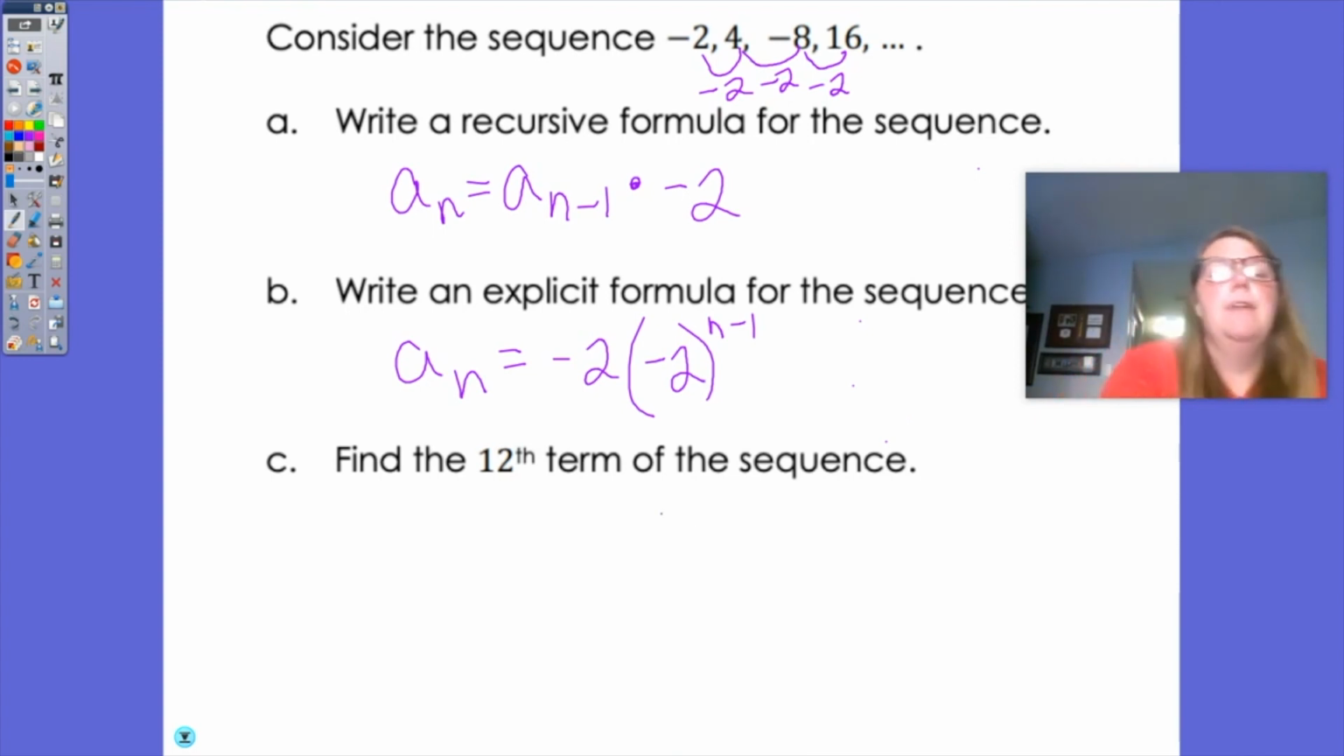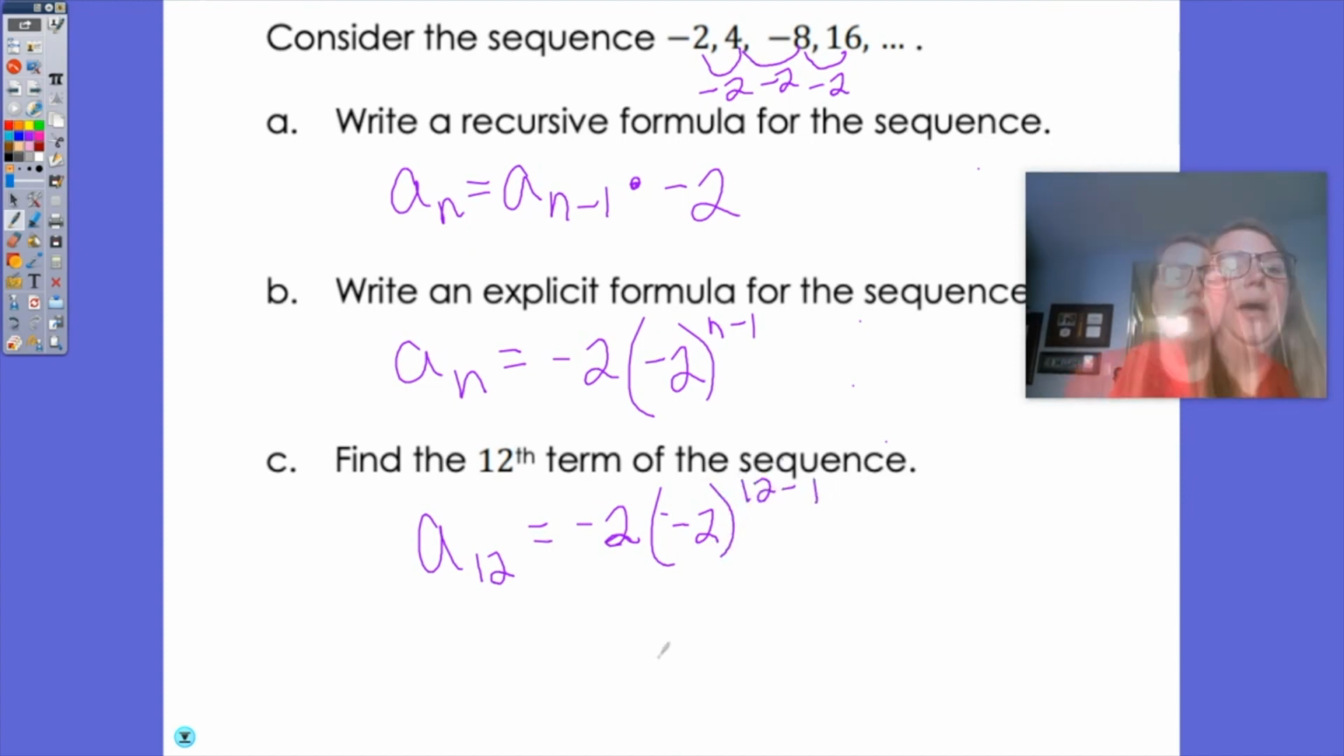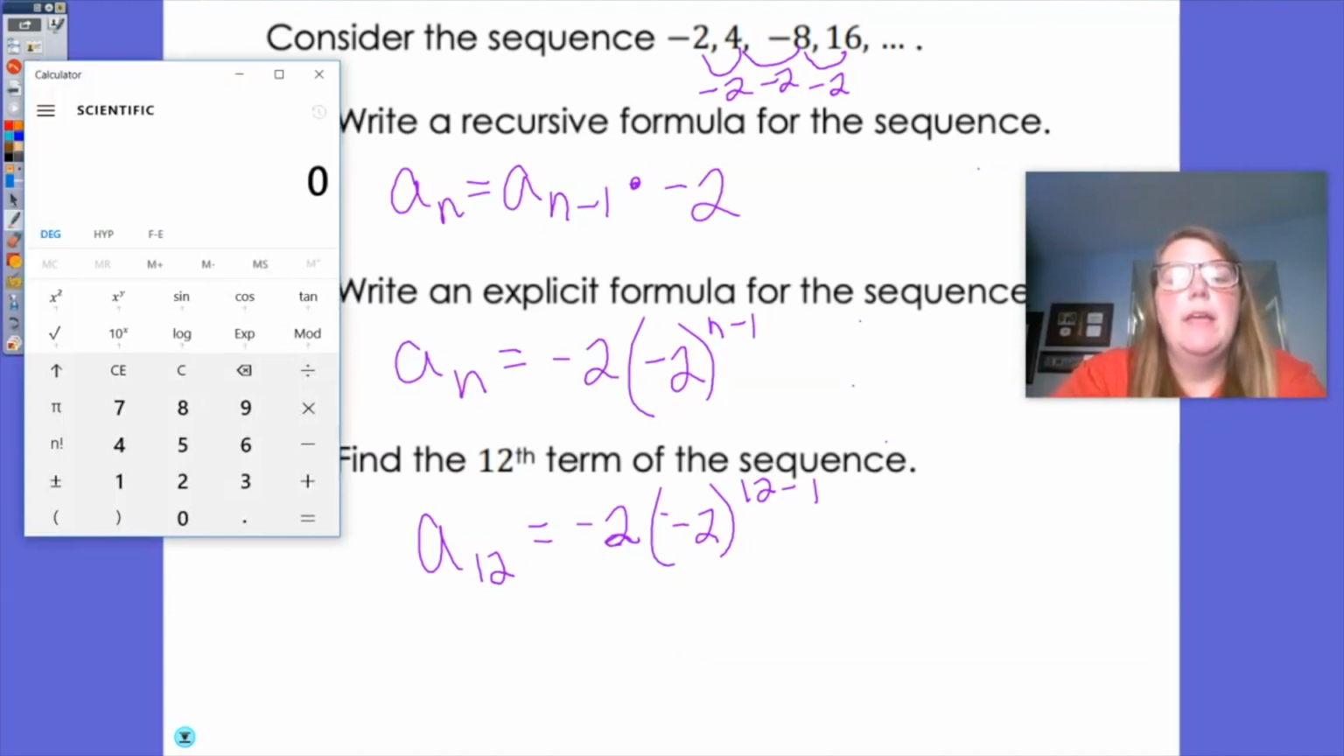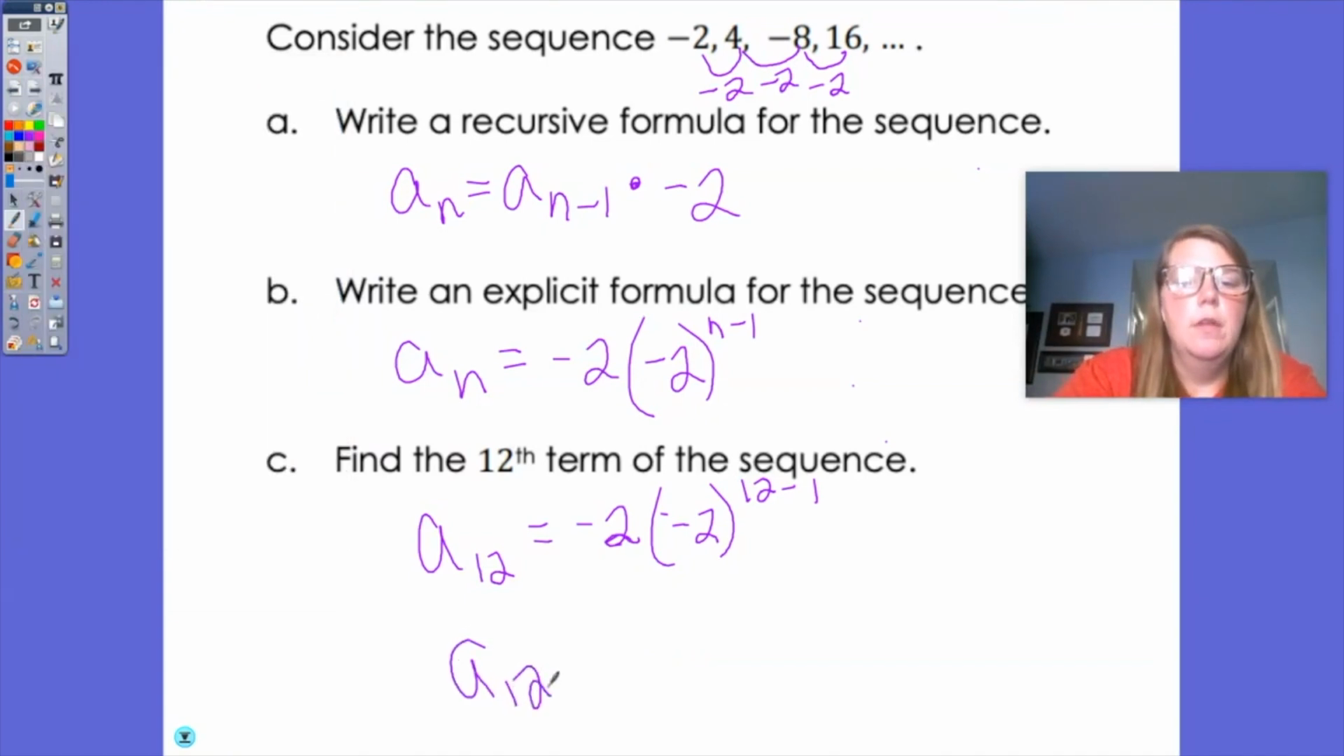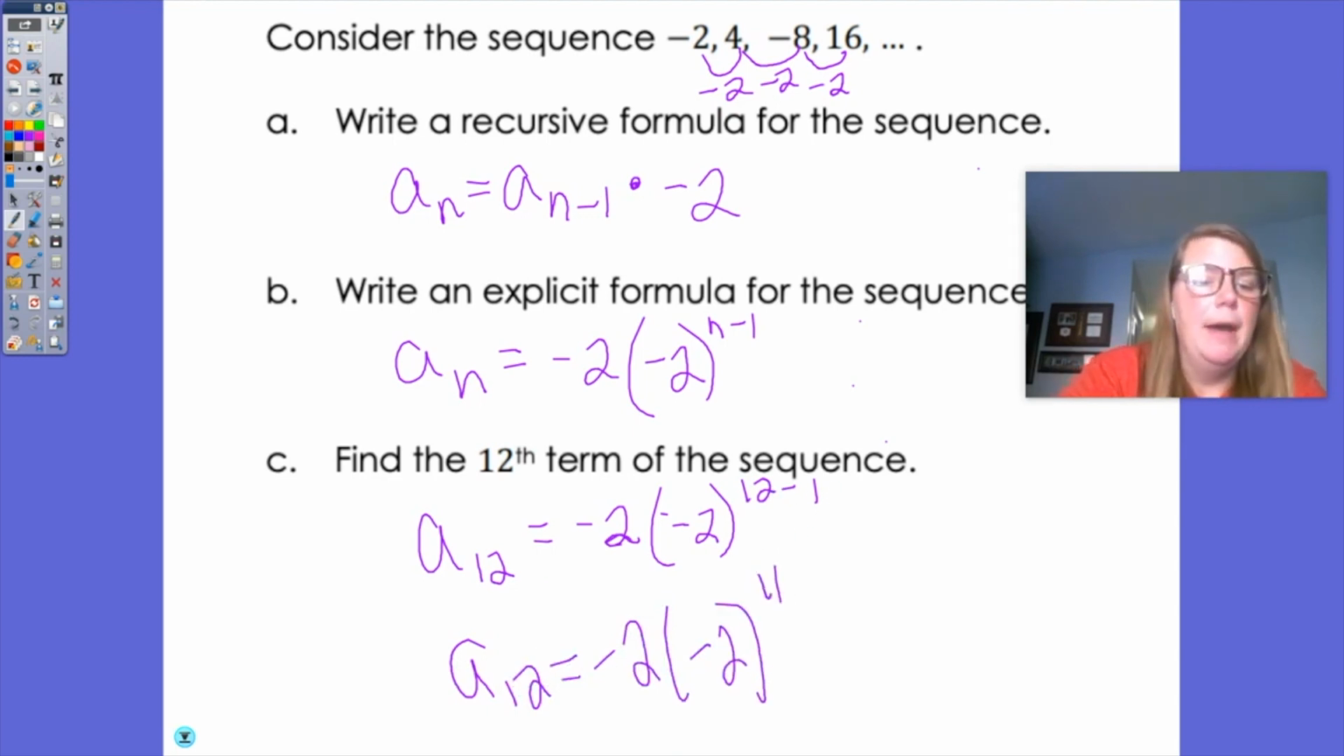So just like with arithmetic, we want to find certain terms in our sequence. So if we were asked to find the 12th term, that would be a sub 12. It would be -2 times -2 to the 12 minus 1 power. Okay, so let's go ahead and get out our calculator for this. So we have a sub 12 equals -2 times -2, 12 minus 1 would be to the 11th power.